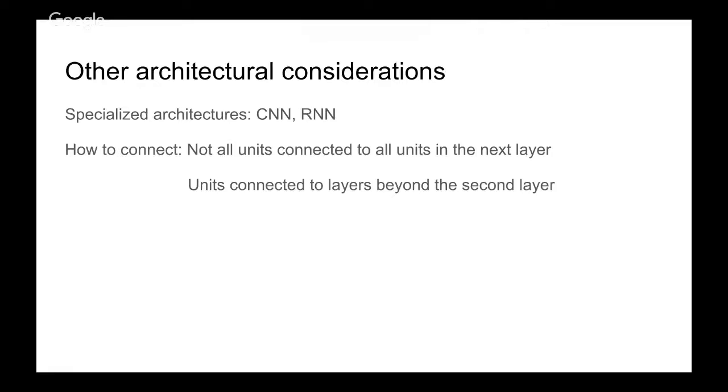And one thing you could do is, so far we connect all units in one layer to all units in the next layer. So you could choose which units to connect and which units to not connect, or you could also choose some connections that go from one layer not just to the next layer but to subsequent layers. What this helps in is that the gradients can flow easily to previous layers. So those are other considerations when deciding the architecture of a neural network.